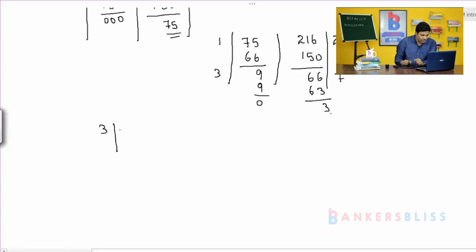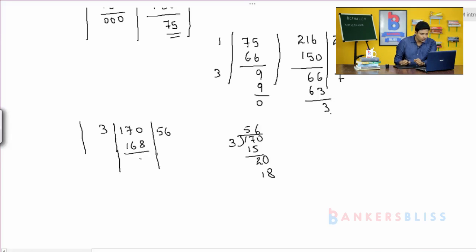3 and 170. So how many times will you get? If you divide 170 by 3, 3 5s are 15, so 2 carry over 0, 3 6s are 18. So 56 times you can do. 6 3s are 18, 1 carry over, 3 5s are 15 plus 1, 168. So 56 times you can do, and the remainder is 2.